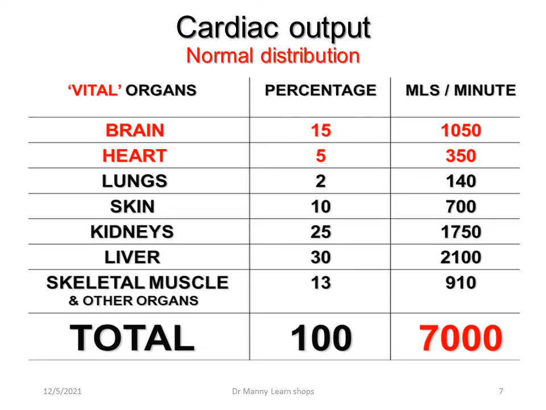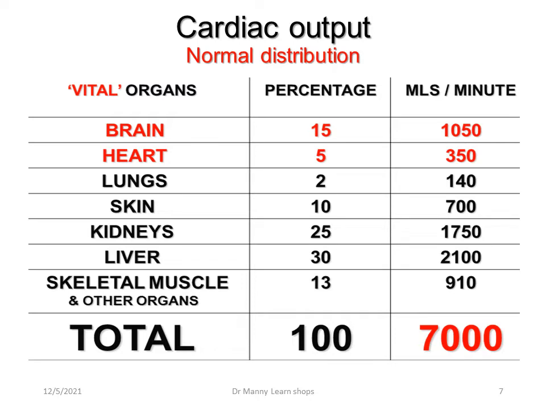Now, it's important for you to remember that when we talk about cardiac output, the amount of blood pumped out by the heart each minute, the normal distribution, where it goes. Well, the brain receives about 1,050 mils per minute. That's 15% of normal cardiac output. The heart receives 350 mils per minute, which is about 5% of normal cardiac output. The lungs, 2%, skin, 10%, kidneys, 25%, liver, 30%, skeletal muscle and all the other organs, the remaining 13%.